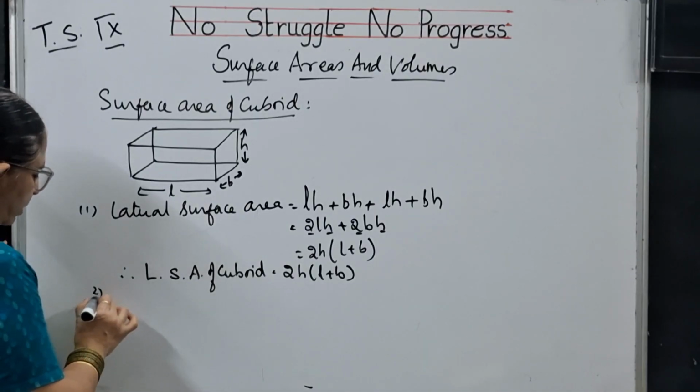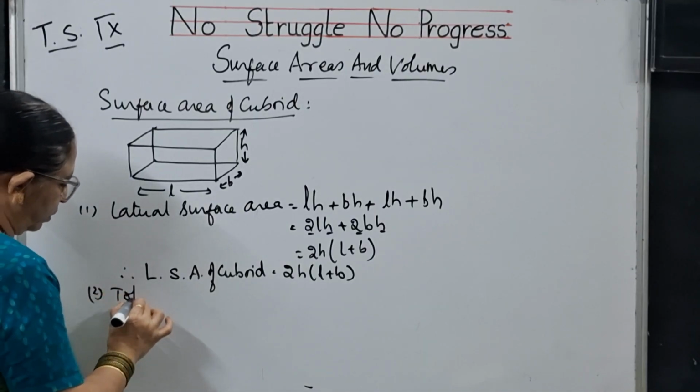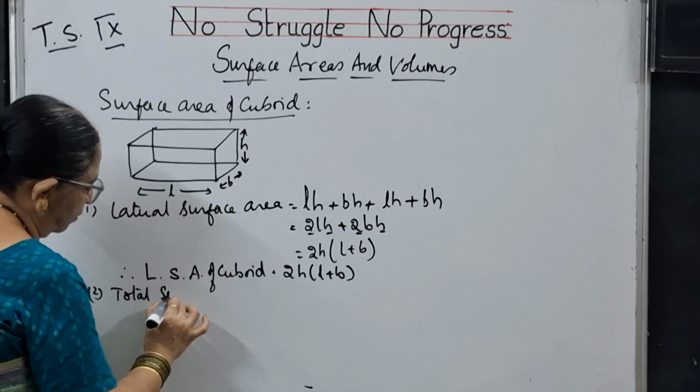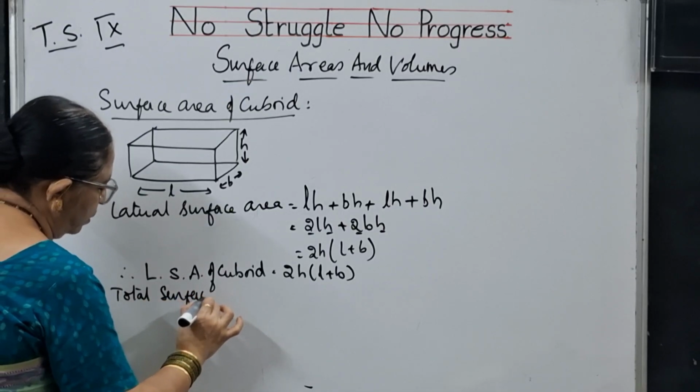Now, the second one is total surface area.